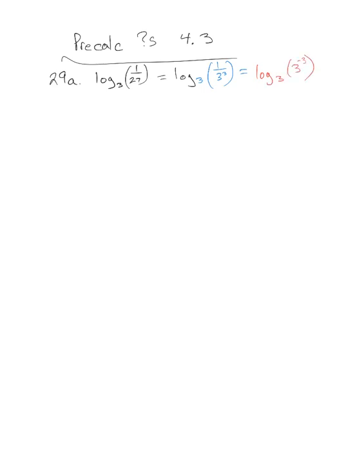And whenever you move something, the base, to a different position, top to bottom or bottom to top, you change its positive or negative sign. So 1 over 27 is the same thing as 3 to the negative 3. And since both of these are the same, the answer is just negative 3. Okay? All right, let's go on and do the next one.